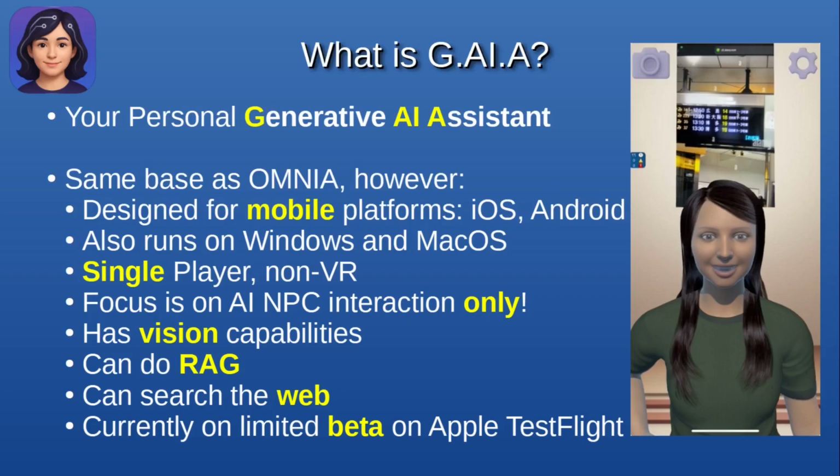Okay, Project GAIA. What is GAIA? GAIA is your personal generative AI assistant. So GAIA is an abbreviation of Generative AI Assistant. So what is GAIA built on? Well, GAIA is built on the same base as the BAM construct, OMNIA. However, it's designed for mobile platforms, so to run on iOS and Android, which means it would run on your iPhone, on your Samsung phone, on your iPad, or whatever. It also can run on Windows and macOS if you wanted to.